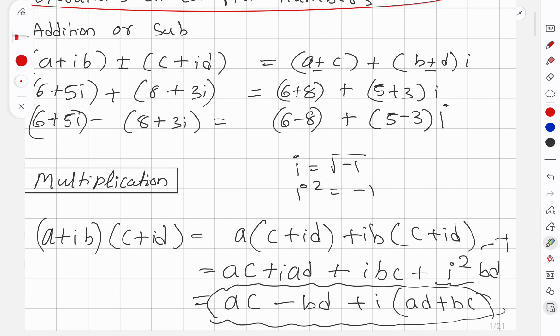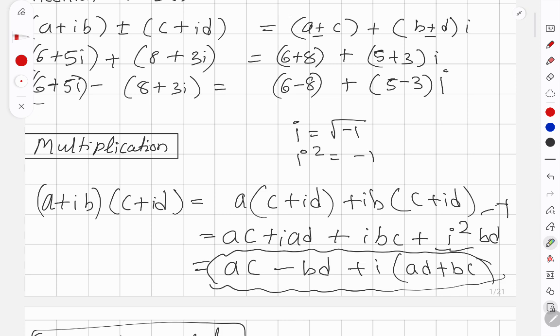Coming to multiplication, when you have two complex numbers and you want to multiply them, it's simple. a1 plus ib1 multiplied with a2 plus ib2. You can just open the bracket, multiply this one over here, and then multiply this one on both the terms. I didn't understand this part, just a minute, let me write it out.